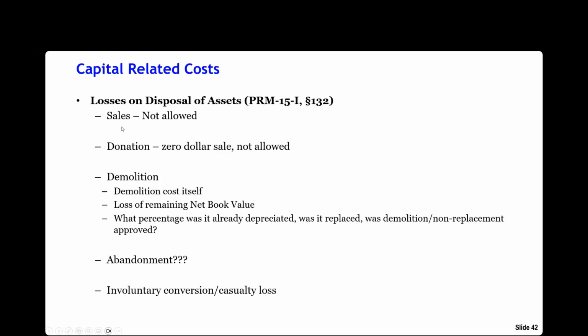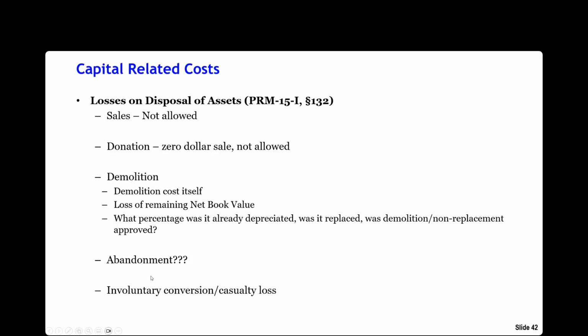Sales and donations are not allowed. They haven't been allowed for decades. So the loss on the sale or donation of an asset, in other words, the undepreciated net book value that you're giving up because you're no longer depreciating it under the program, that's not an allowable loss. You can't take a last minute hit for that amount and get reimbursed for it. Here's the policy manual for that.